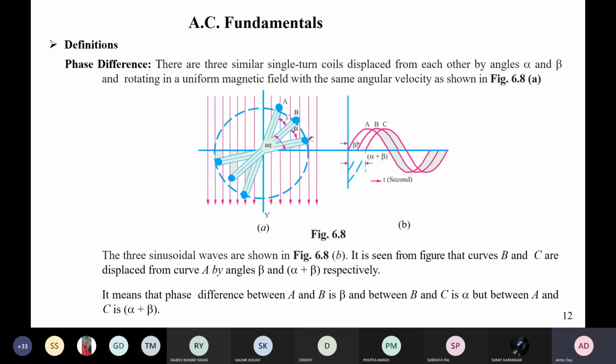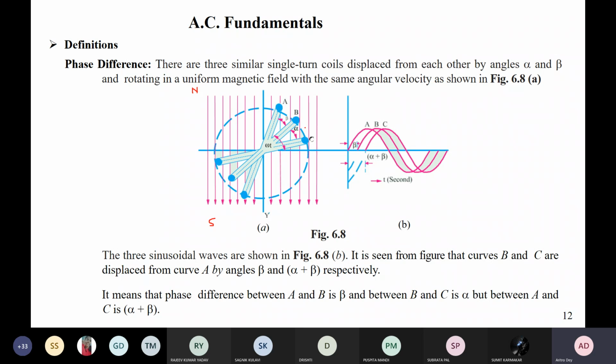It is shown in the next slide. So we have three coils A, B and C. If we take A as our reference coil, then B is lagging by a mechanical angle of beta, and C by a mechanical angle of alpha. This is drawn for a two pole machine, so there is a north pole and a south pole. In that case the mechanical angle will be the electrical angle.